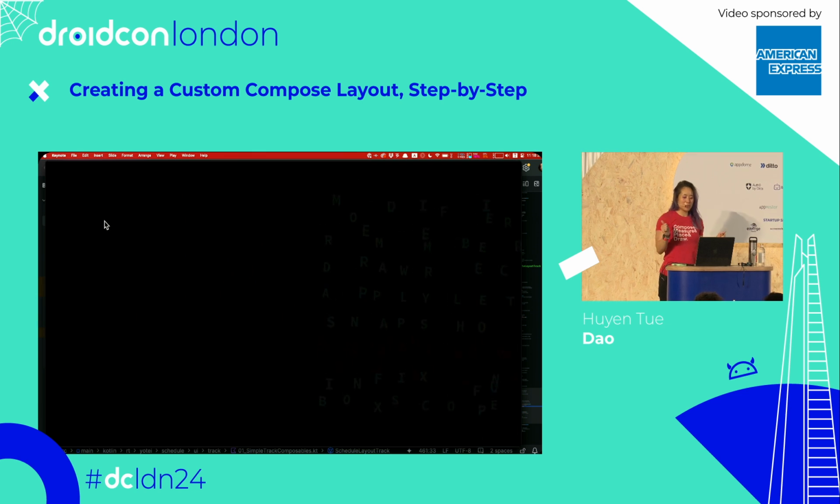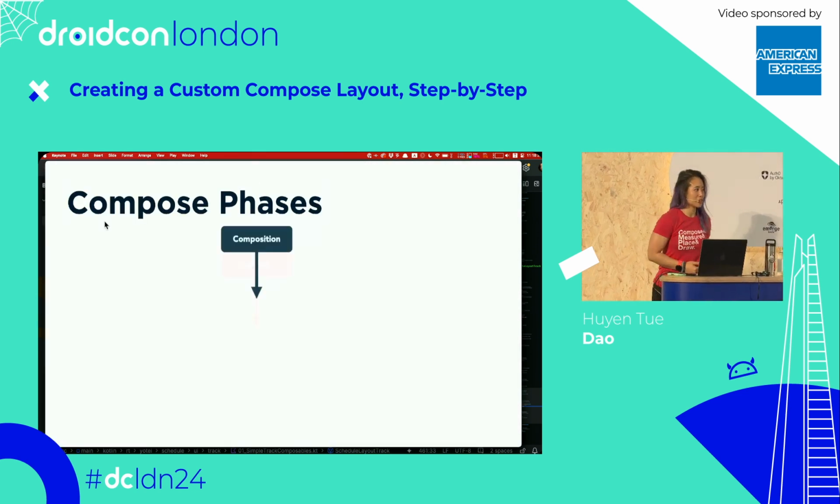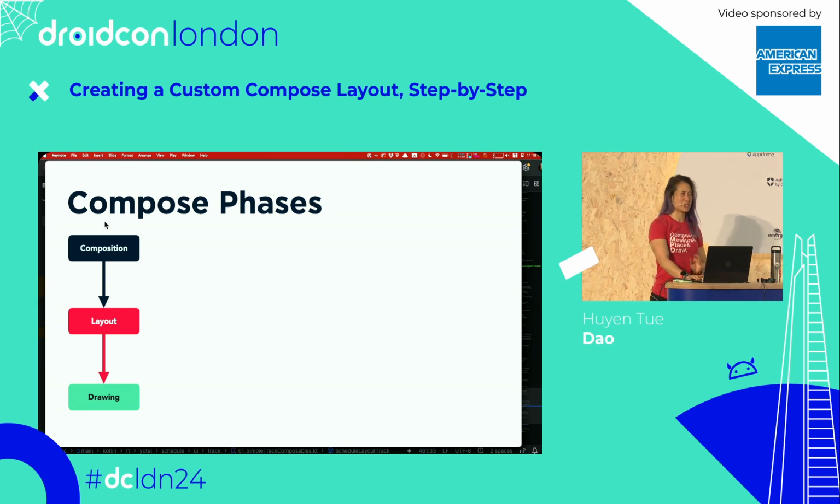So I'm assuming that you're here because you want to learn about custom layouts. So we're just gonna get started, and we in Android love a life cycle, right? So we're gonna talk about the compose phases first, because you're gonna hear me talk about it a lot in the next 50 or so minutes, or 40. I think it's like a 40-minute talk.